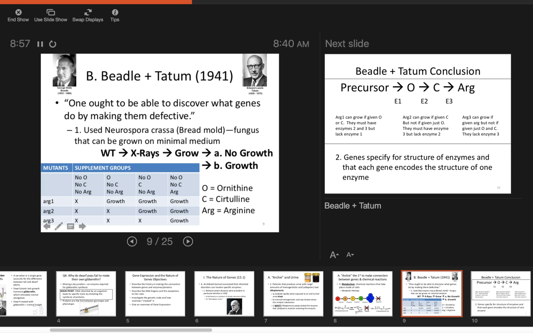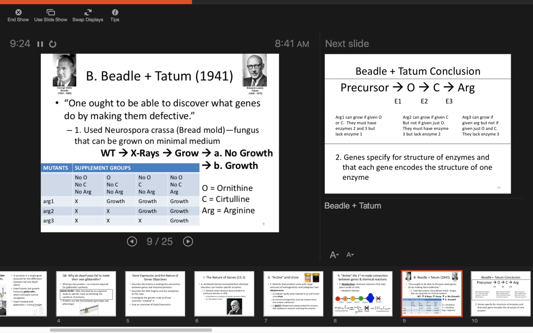Some other scientists that were following in Garrod's footsteps, Beadle and Tatum, 1941, so several decades later. Everyone's trying to figure out what genes code for. So they said, okay, what if we just mutated genes and see what happens to the organism? We know what they should look like. What if we mutate certain parts? We'll know what it codes for.